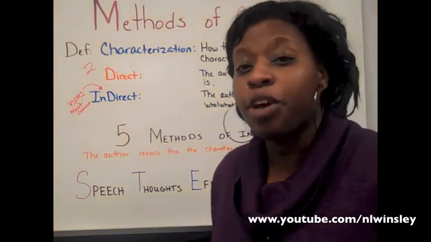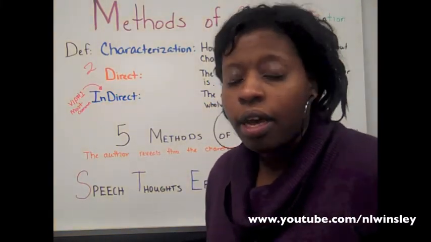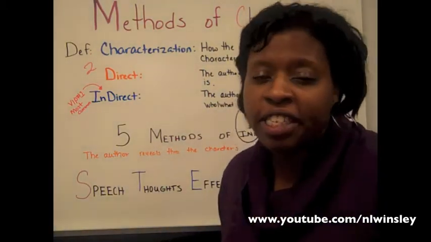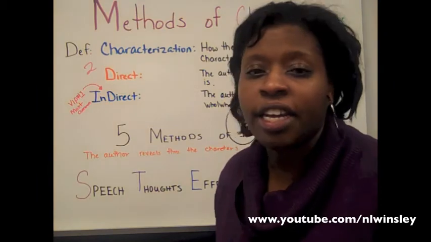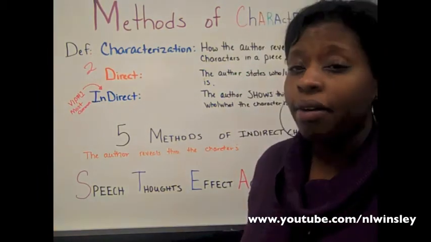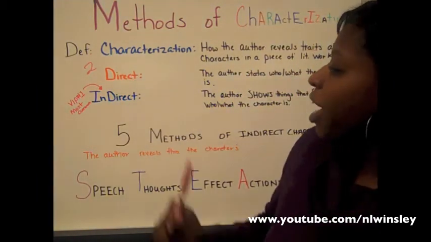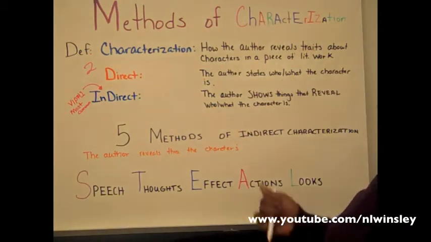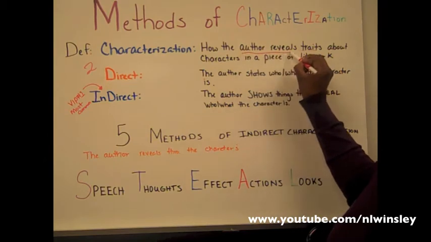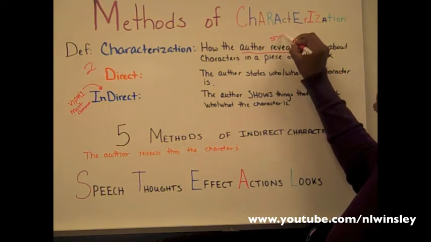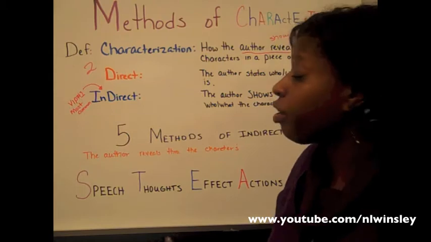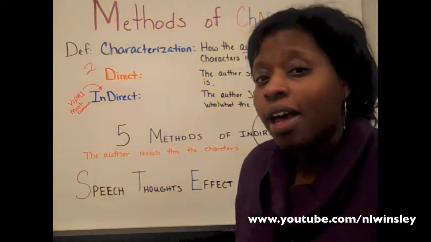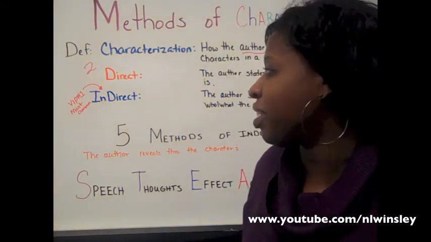Characters. They help tell the action in a story. An author uses characterization to reveal personality traits about the characters in his or her story. Now, there are two types of characterization. And what's characterization again? Well, it's how the author reveals or shows you, the reader, traits about characters in a piece of literary work.